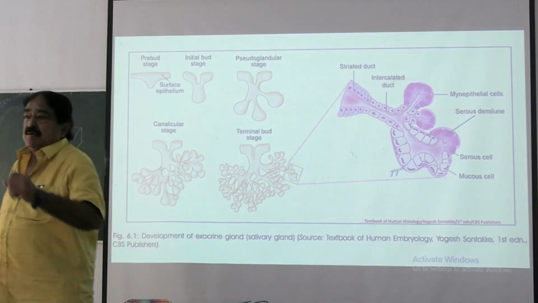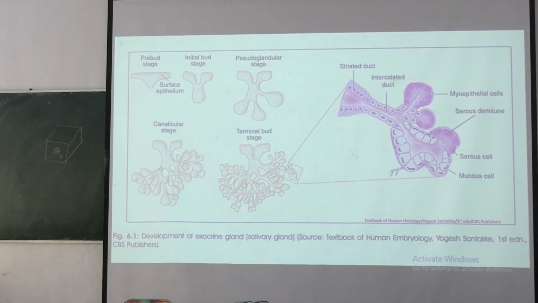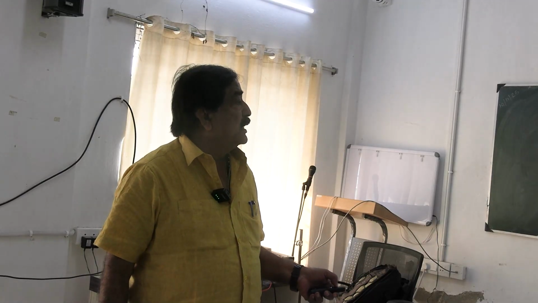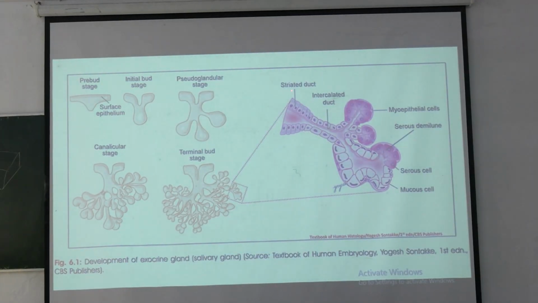is taken for histology. And what picture you see is this. Get it? Now you see the striated ducts, intercalated duct, myoepithelial cells, serous cells, and mucous cells. Now, we will see the development of the excretory gland, salivary gland.